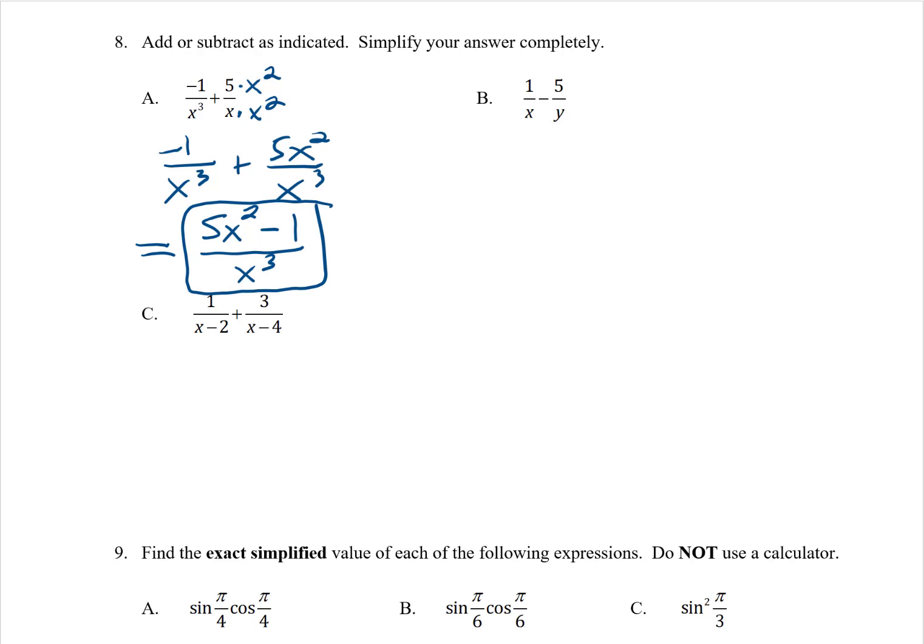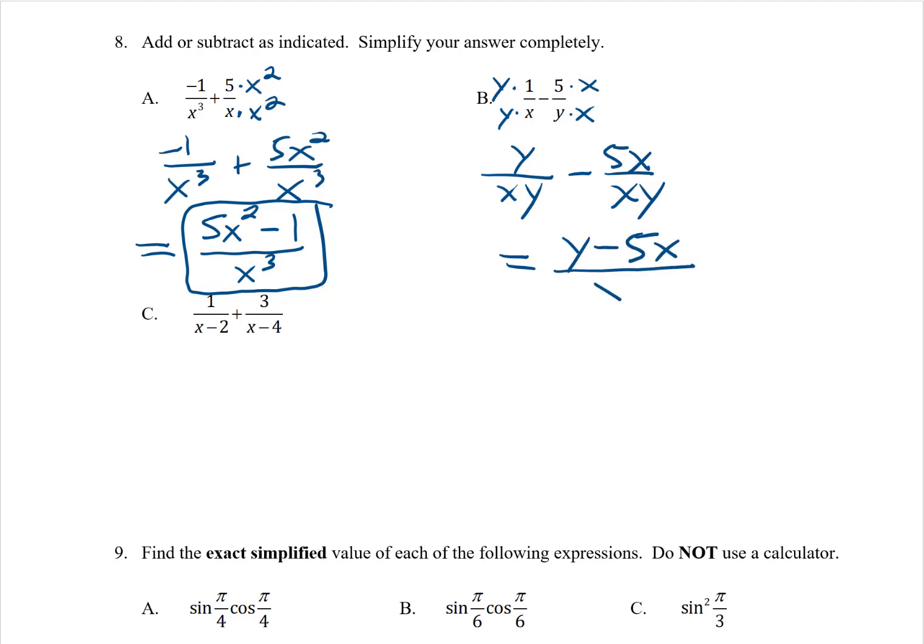Letter B. The first denominator is just a factor of x, the second one is a factor of y. Each one is missing the other, so I'll fix this one with a y, and I'll fix this one with an x. This becomes y over xy, and 5x over xy. The bottoms match, so I can go ahead and subtract. I have y minus 5x up top, and then xy on the bottom.